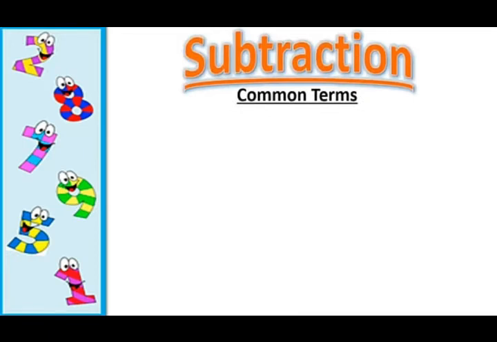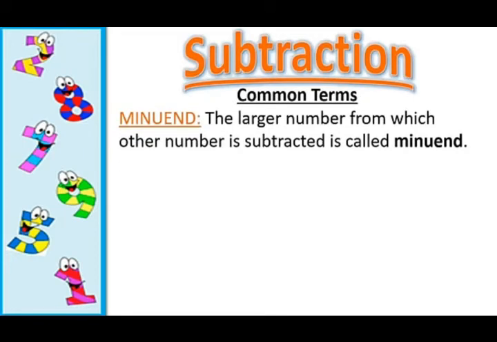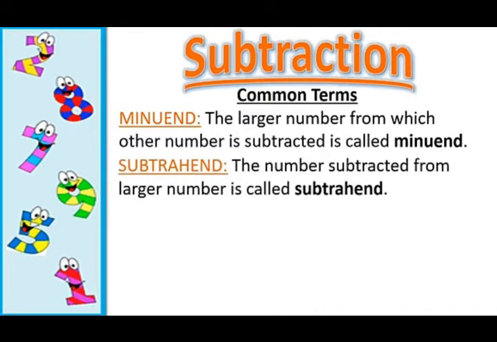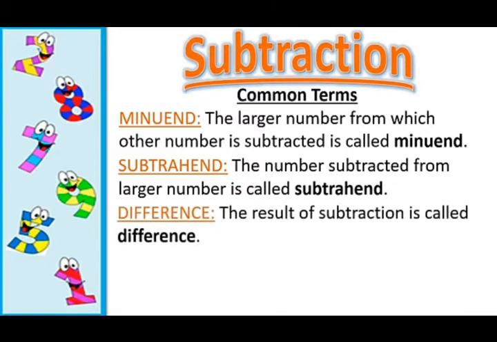Now let us discuss the second mathematical operation, that is subtraction. The common terms used in subtraction are minuend. The larger number from which other number is subtracted is called minuend. Subtrahend. The number subtracted from larger number is called subtrahend. Difference. The result of subtraction is called difference.